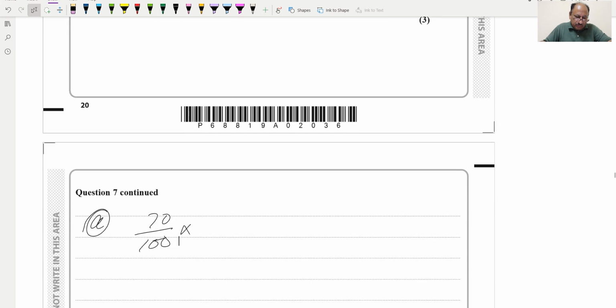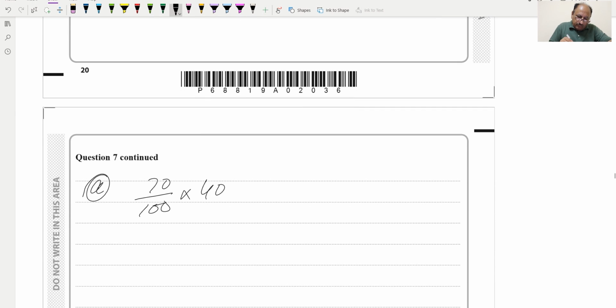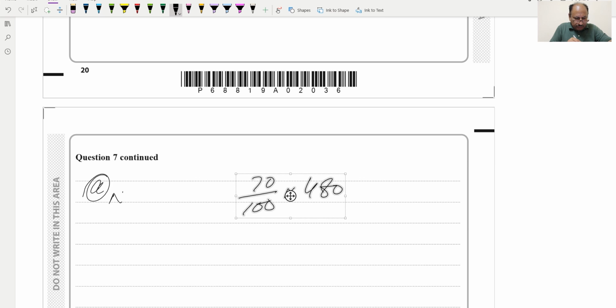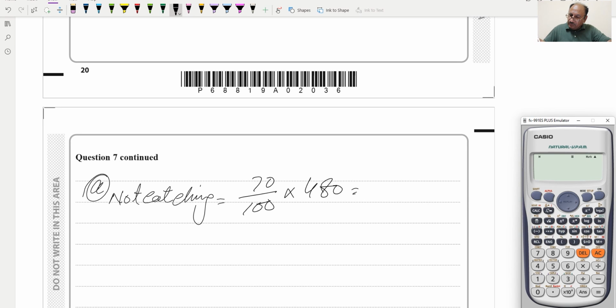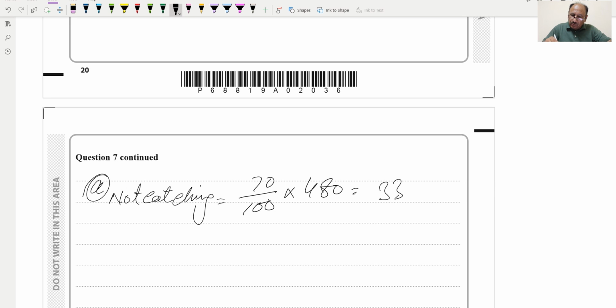So we calculate with 480, and we can say that the number not catching will be equal to this one. We can calculate 70 over 100 multiplied by 480, which is equal to 336. This is how we can directly find this answer.